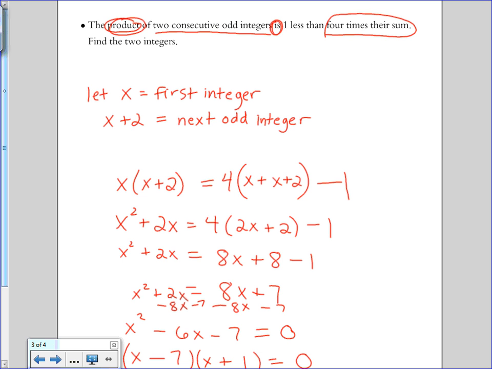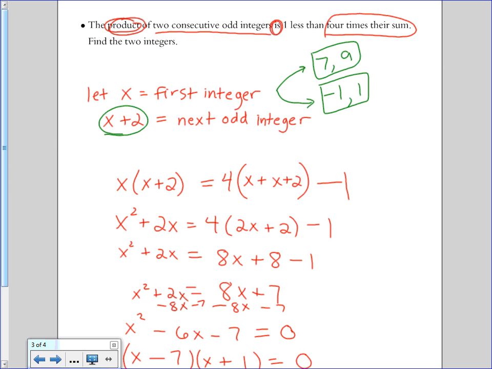So if x equals the first integer, we just determined that it could either be 7 or it could be negative 1. In which case, the next odd integer after 7 would be 9, and the next odd integer after negative 1 would be, if you added 2 to that, positive 1. So we've actually got two sets of answers here. It could be 7 and 9, or it could be negative 1 and positive 1.